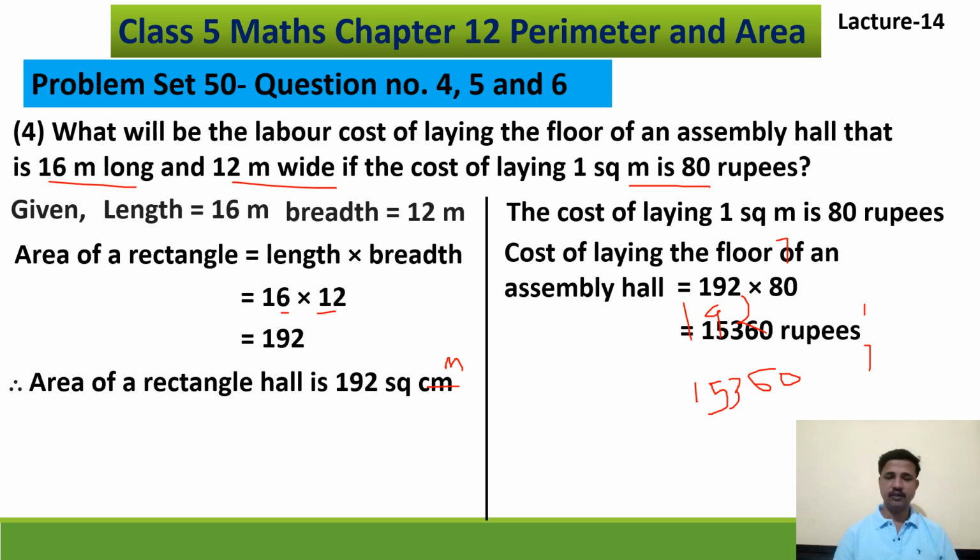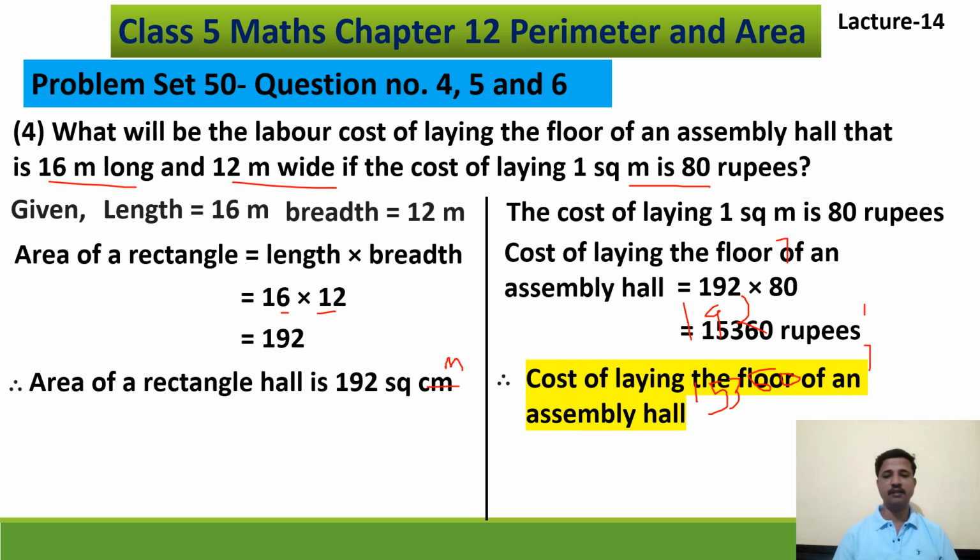Rupees. So what is the total cost? Cost of laying the floor of the assembly hall equals 15,360 rupees. Okay, write this down. We start the fifth question.